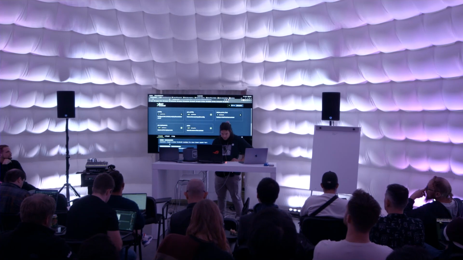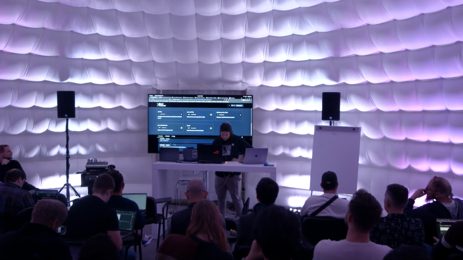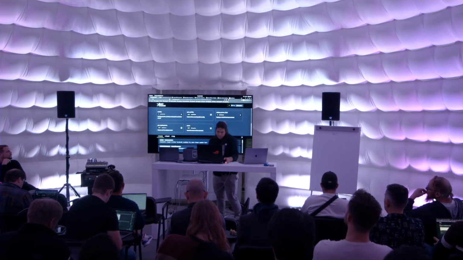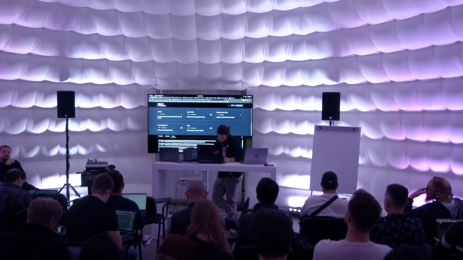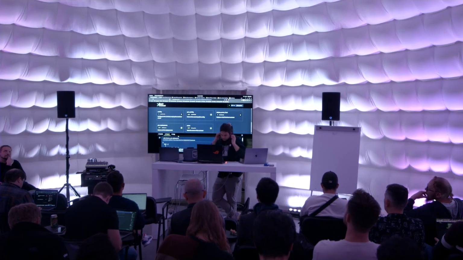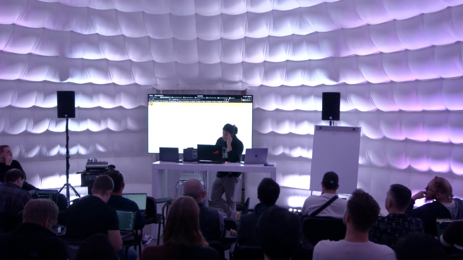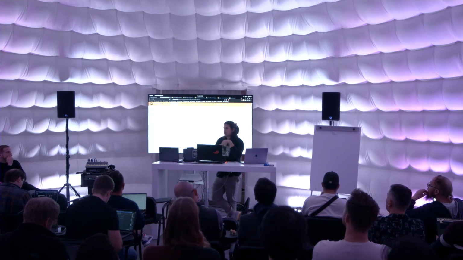So based on the events: transaction payment, balances, deposit. Okay. Let's see if we got anything else. So let's take a look at the Explorer. So it looks like, okay, so this is good.